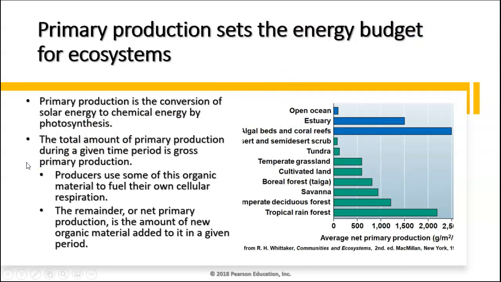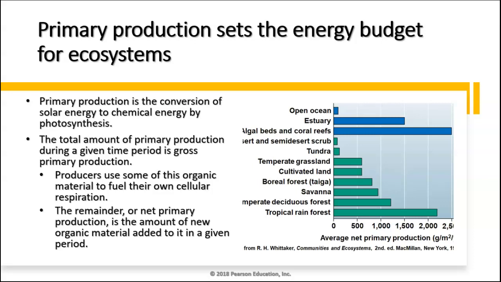Now, another topic within the energy and matter transfer is something called primary production. And primary production is what sets the energy that's available in an ecosystem. This is the conversion of the solar energy to chemical energy by photosynthesis, and has to do with what happens with the plants. The total amount of primary production in a given time is called gross primary production, and then the net primary production is what's left over from the energy that the producers use themselves, the amount of organic material that's added in a given period that is available to the consumers in the ecosystem.